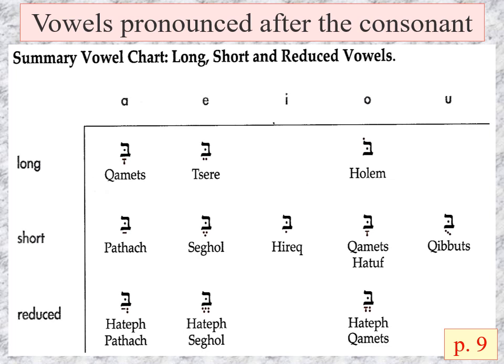Let's take a look at the summary vowel chart. This is on page 9 of your grammar. Again, it's showing the three types in the column, and then the row is the five vowel classes, A, E, I, O, U. So for the long A, we have the qamets. For the long E, we have tsere. Then for the long O, we have holam. If you practice the names in a manner that brings out their sound, that makes it so helpful.